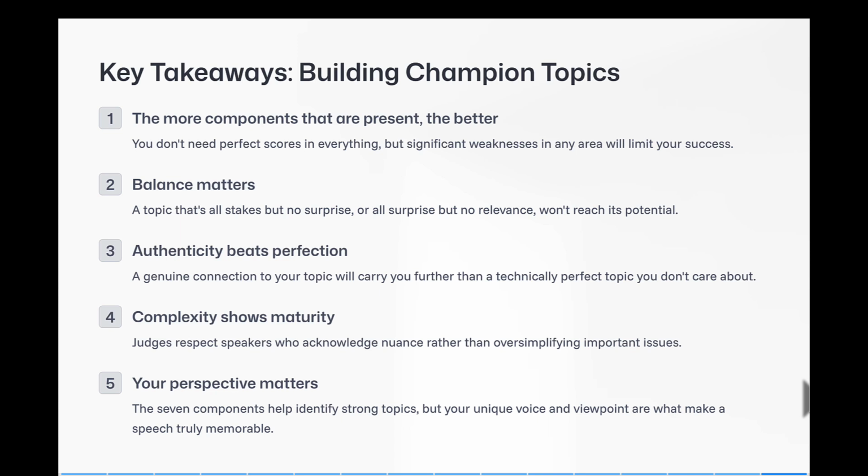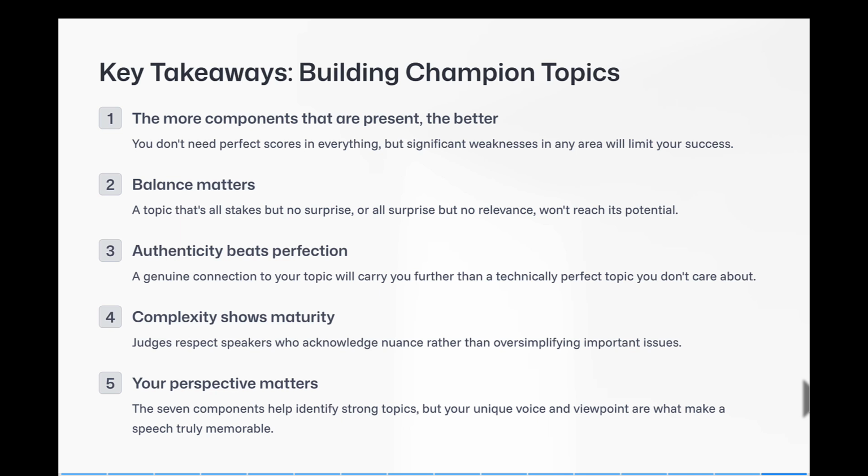The 7 components, I think, help to identify strong topics, but ultimately it's your unique voice, your viewpoint, that makes a speech truly memorable. So the more that you can bring yourself and your own authentic touch into a speech, the better. So hopefully this helps. Hopefully you have a clear understanding of the 7 criteria for successful info topics. Hopefully you have a good framework for how to think about utilizing these.